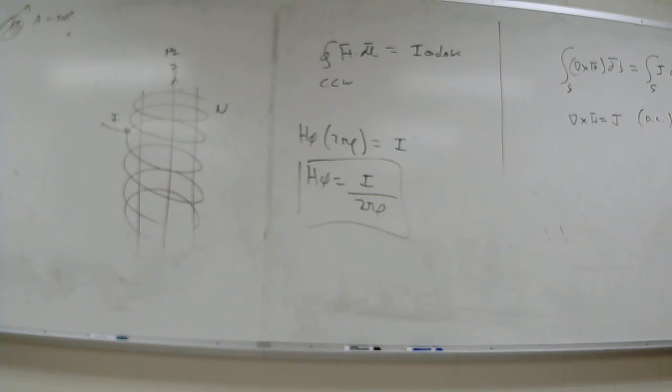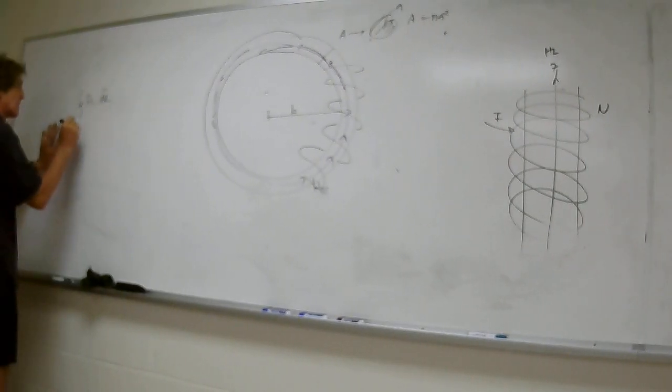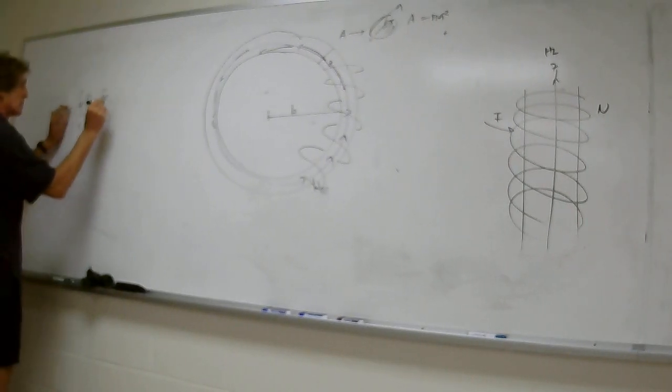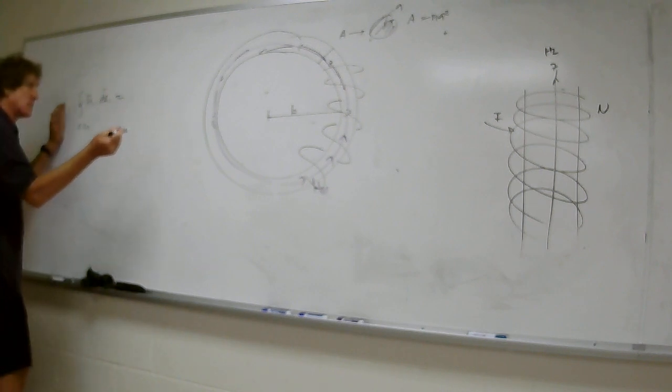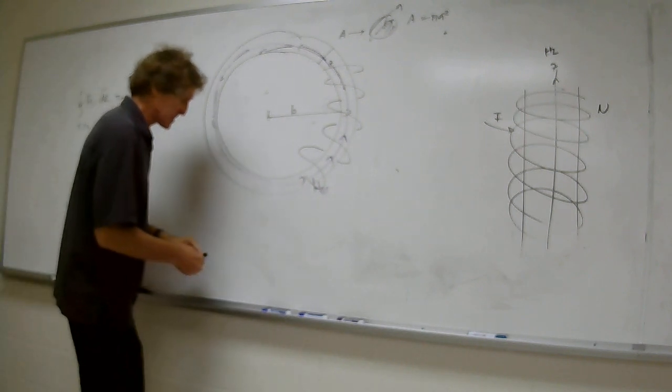If the H field is a constant there, and it's in this direction, then I can say the integral of H phi dl, well, technically it's H dot dl vector around this closed loop in the counterclockwise direction, is going to be equal to the amount of current that penetrates this.